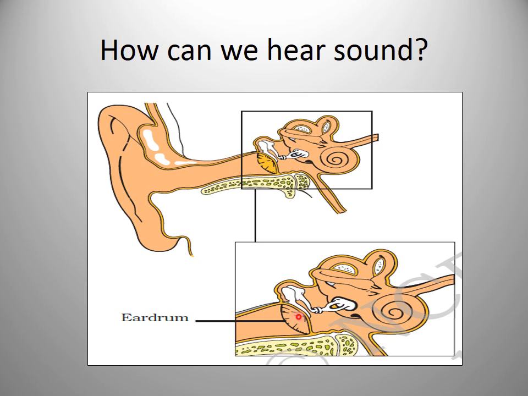This is a closer picture of the eardrum. The eardrum vibrates, and through these small bones, the vibrations are transferred to the inner ear, and the signals are sent to the brain through nerves.